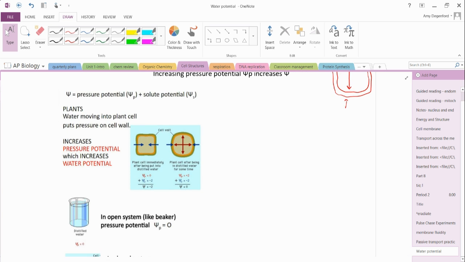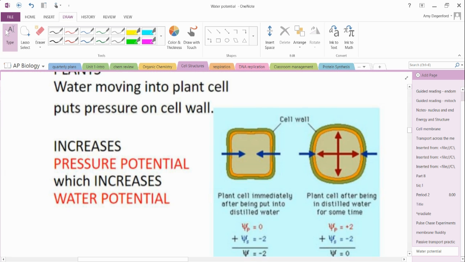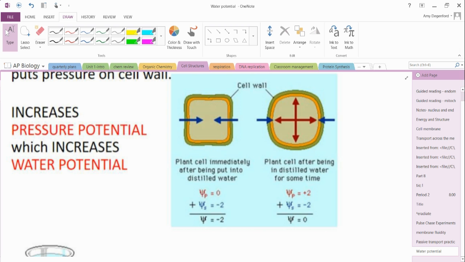In plants, for instance, let me zoom in on that a little bit. In plants, the water moving into the plant cell puts pressure on that cell wall. And so increasing the pressure potential increases the water potential. And if it's increasing the water potential, it's going to be less likely to move in.